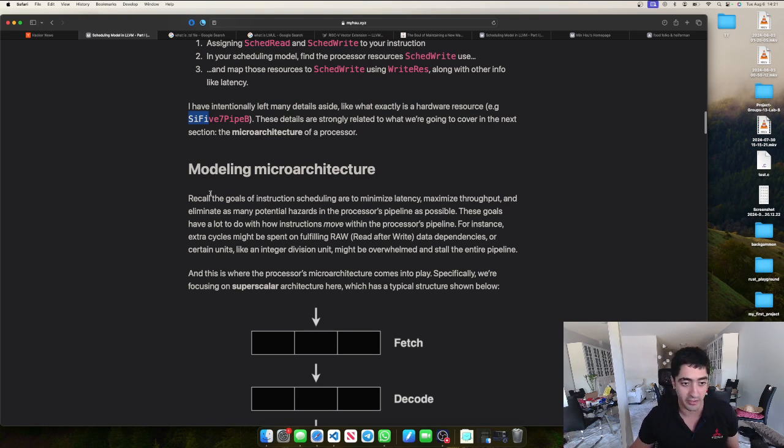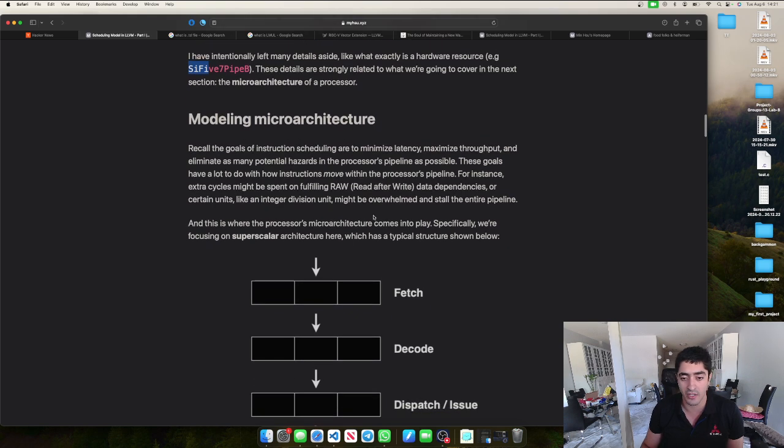Scheduling model and microarchitecture. Recall the goals of instruction scheduling are to minimize latency, maximize throughput, and eliminate as many potential hazards in the processor's pipeline as possible. These goals have a lot to do with how instructions move within the processor's pipeline. For instance, extra cycles might be spent on fulfilling RAW (read after write) data dependencies, or certain units like an integer division unit might be overwhelmed and stall the entire pipeline. And this is where the processor's microarchitecture comes into play.